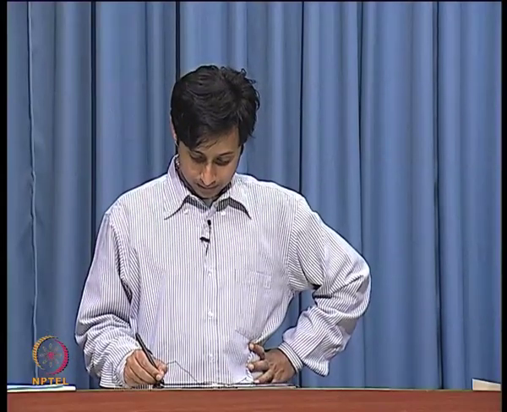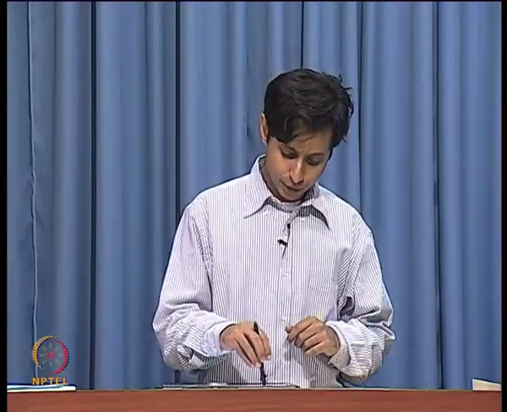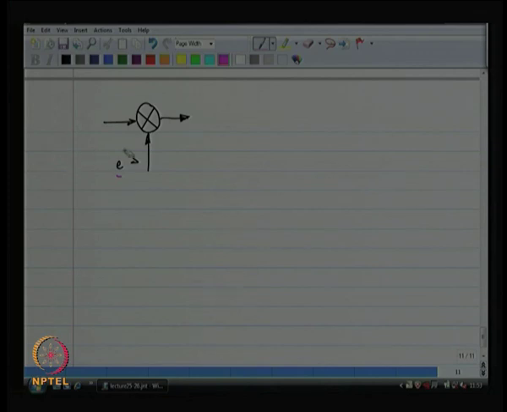Now, does it create any problems as far as we are concerned? If a portion of... I am going to call this IF, intermediate frequency. For a general heterodyne receiver, this is the intermediate frequency, right. Let us call it IF.